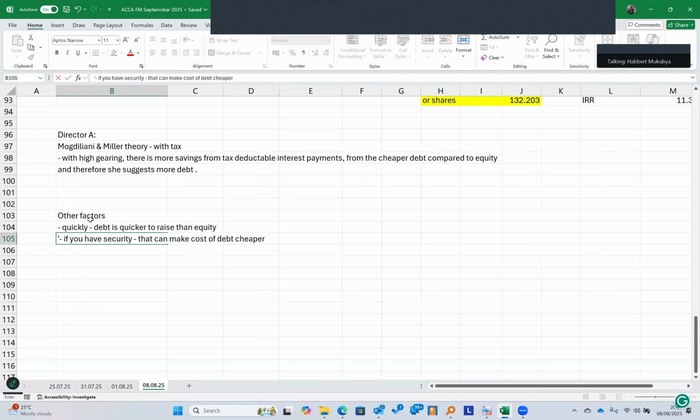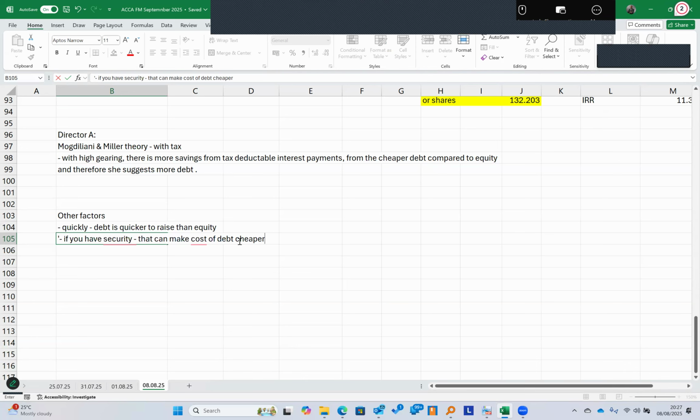So what this means is that if you have already been borrowing, of course, they say that you have lower gearing, so we haven't borrowed so much, so probably we still have some assets that we can offer up for security. So that means that we are able to get cheaper debt. But if we didn't have them, then debt will be more expensive.